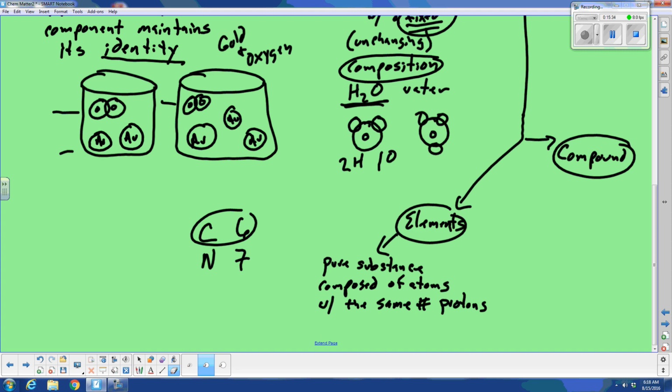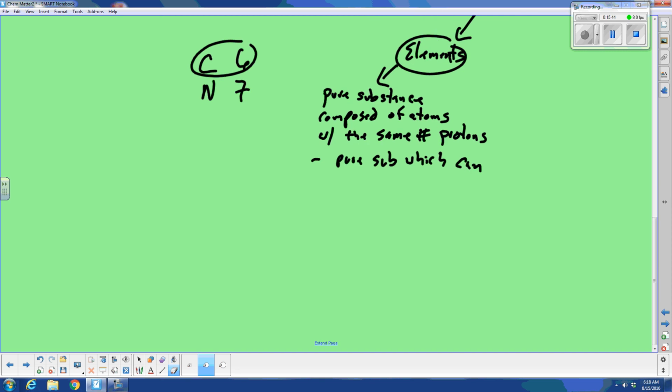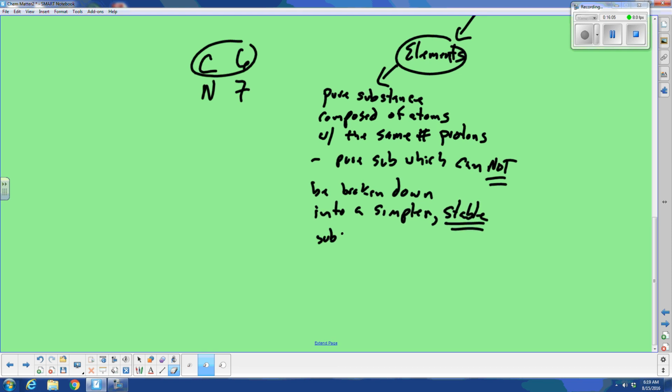Got it. Another way to think about this is a pure substance which cannot be broken down. Now we're not stopping there. It can be broken down, but it cannot be broken down into a simpler, and here's the important word, stable substance. All right? So this is my preferred definition, but you might also see a pure substance which cannot be broken down into a simpler, stable substance.